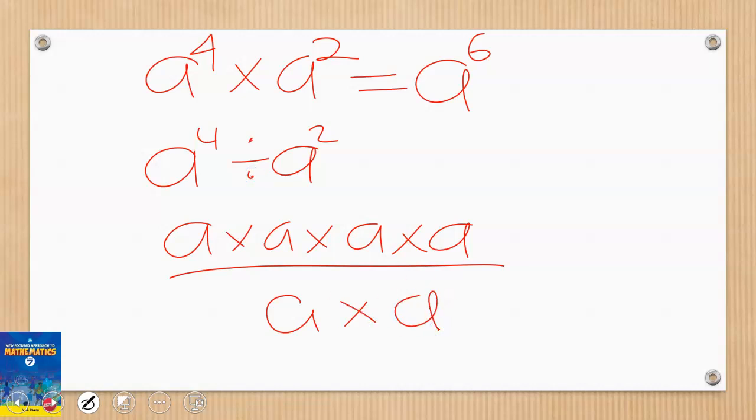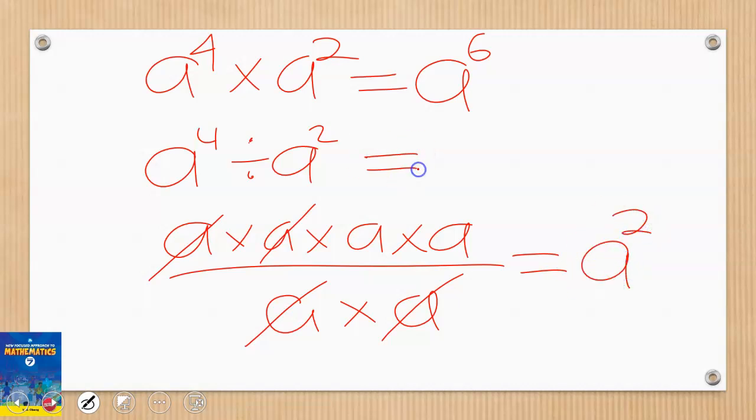Then because we are dividing, we can do some simple cancellation. This can cancel this, this can cancel that. What we have is a exponent 2. So if I have a exponent 4 divided by a exponent 2, I can simply write 4 minus 2, which will give me a exponent 2. So for division, we can do that kind of exponent subtraction.